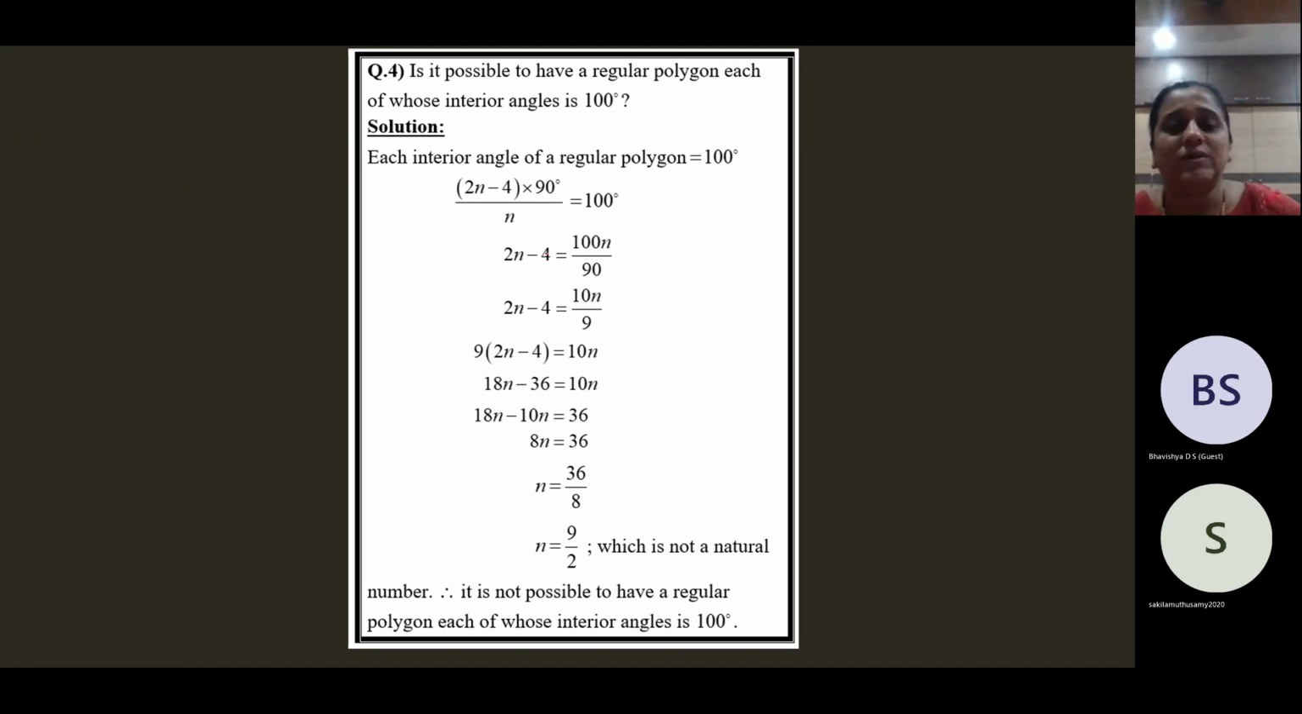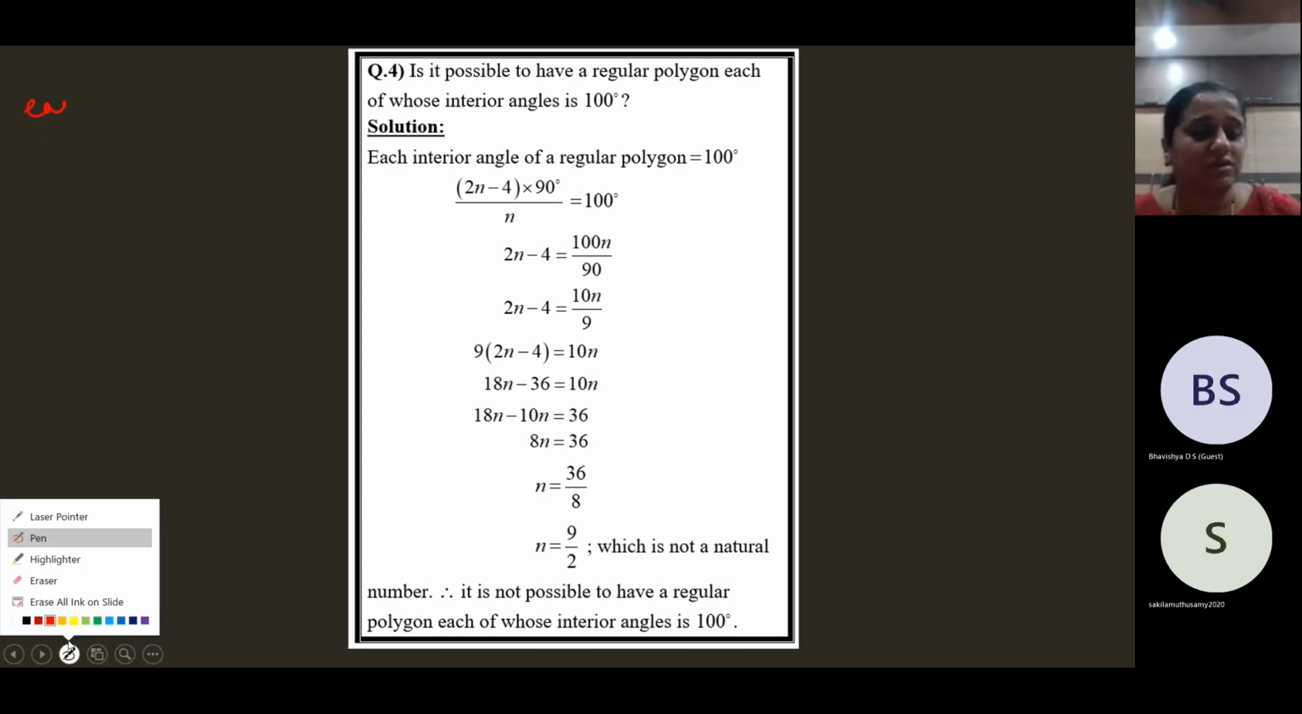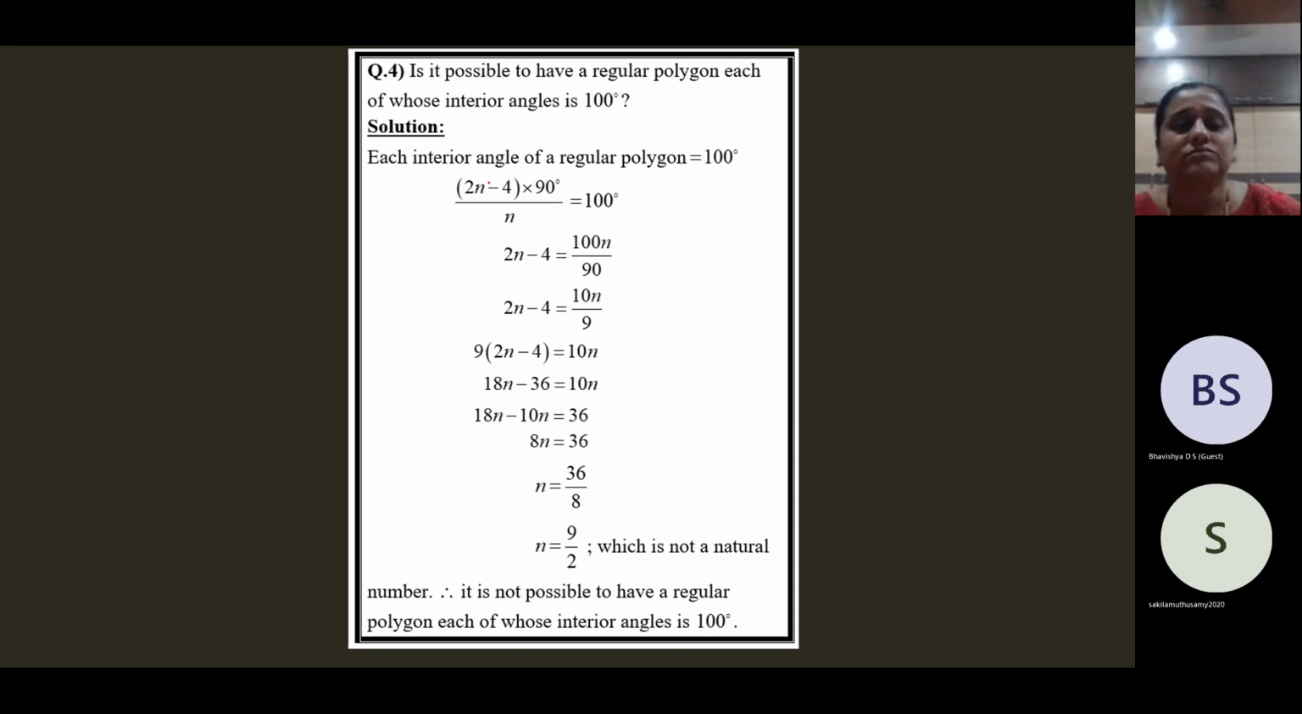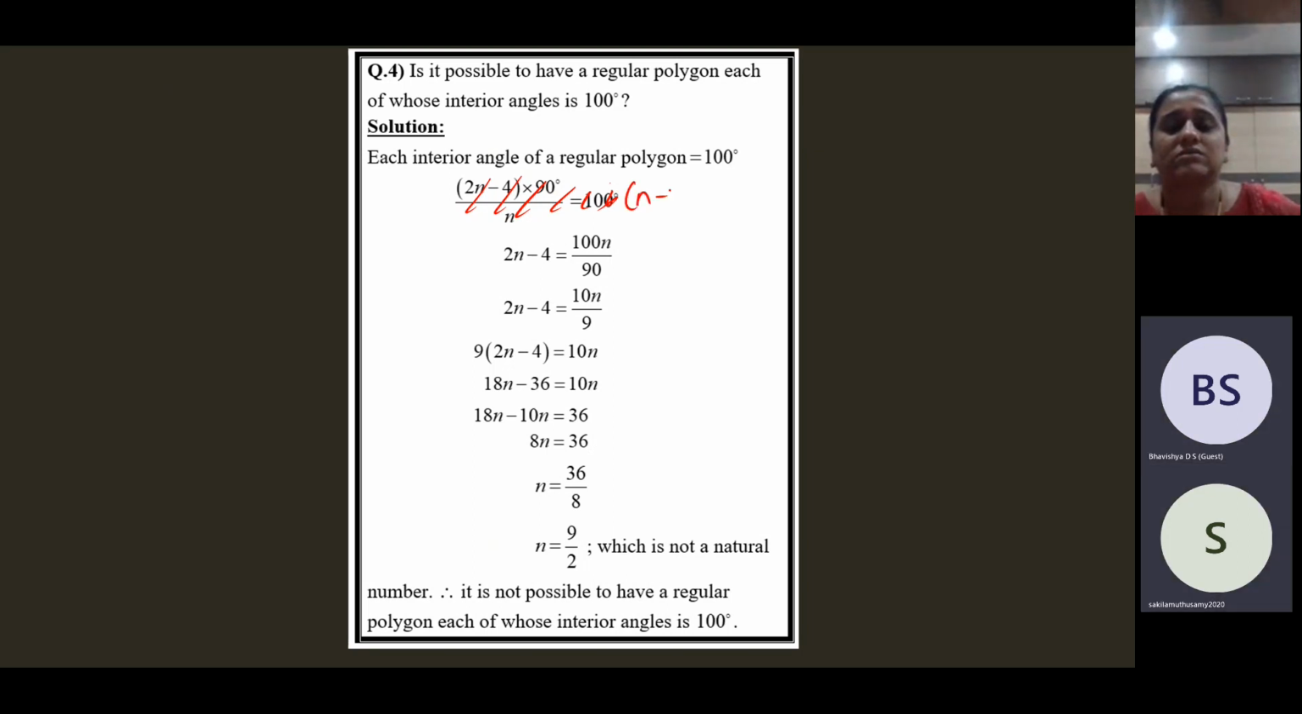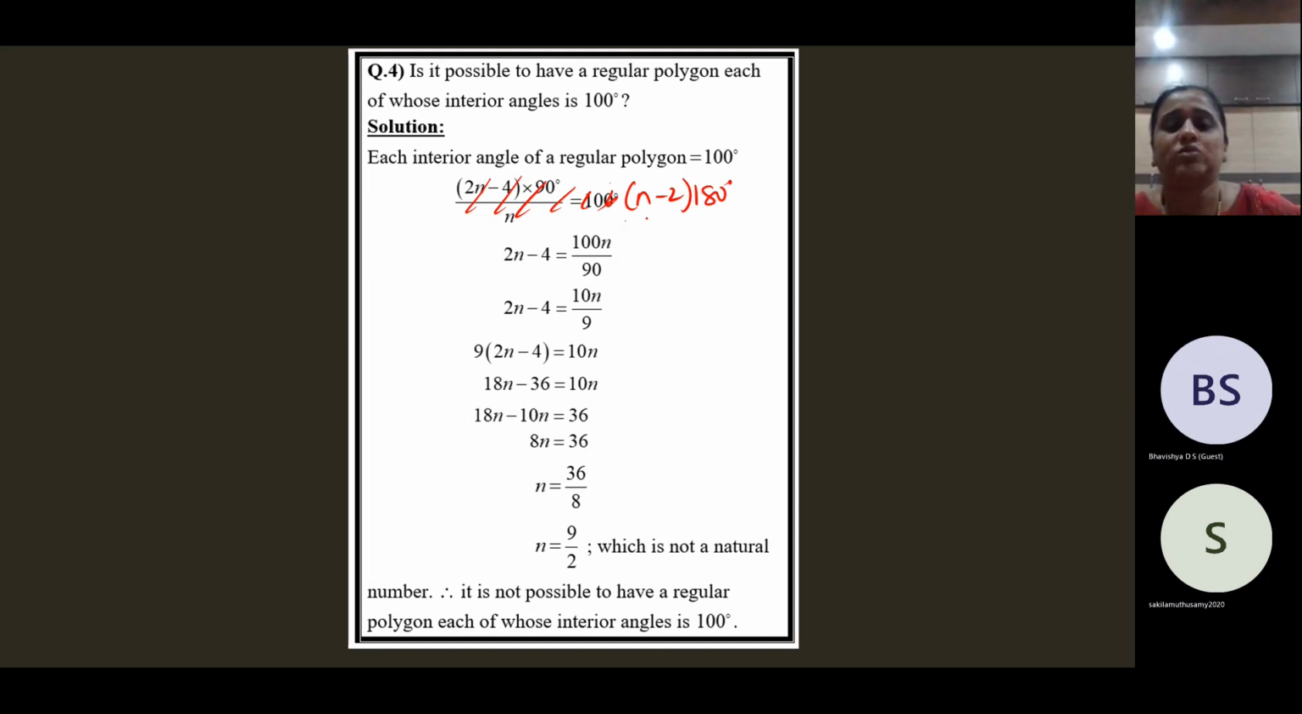Okay. So when you cross multiply, you get 100n, and this 90 will come for division. So 2n minus 4 is equal to... Since you've learned n minus 2 into 180, let me work that itself for you. Let's do it together, children. What will come here in the step? n minus 2 into 180 by n, ma'am. n minus 2 into 180 by n is equal to 100. Then next step.